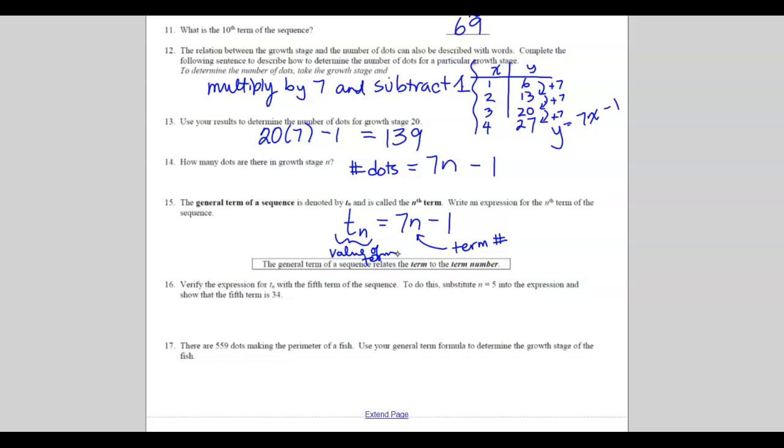So verify the expression for Tn with the 5th term of the sequence. To do this, substitute n equals 5 into the expression, and show that it's 34. So we know that it's 34, so we're verifying here. So this is going to be Tn, and this is 7n minus 1. I like to verify in a chart like that, a T-chart, just to keep them separate.